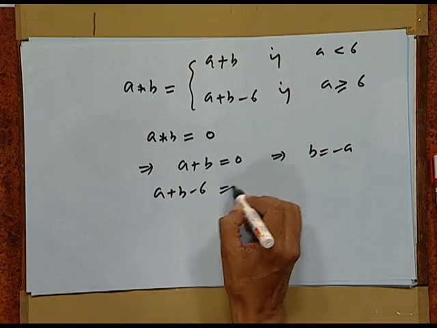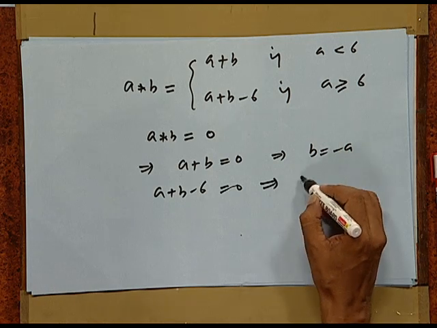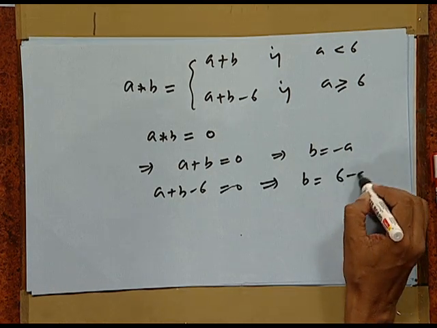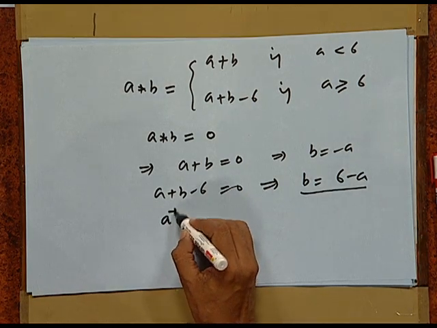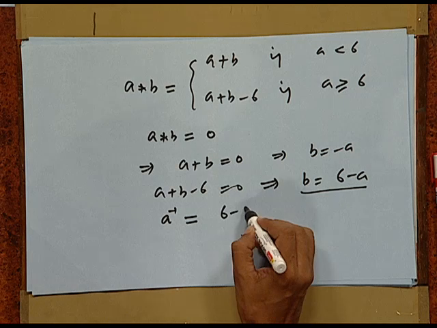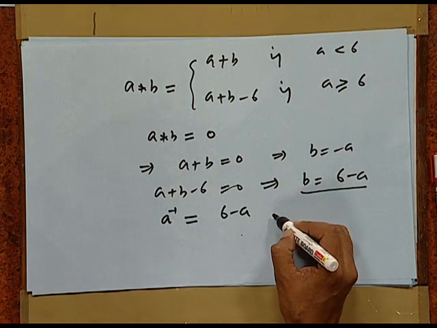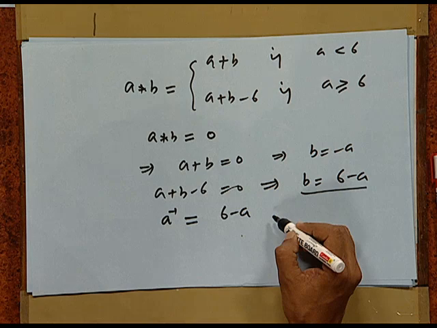So, let us take a plus b minus 6 is 0. This gives b is equal to 6 minus a. Thus, a inverse is simply 6 minus a, so long as a is not 0. Because if a is 0, then this becomes 6, which is not the element of the given set. So, every non-zero element has inverse. So, we can say every a other than 0 is invertible.